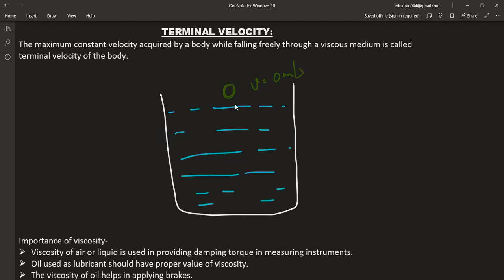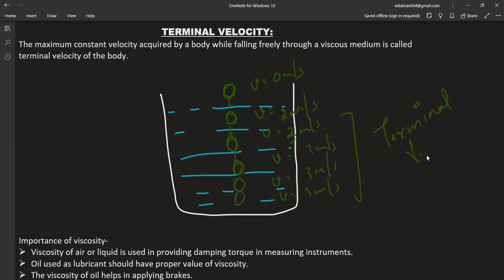it is at rest. As I've thrown, the velocity increases to 2 meter per second, then increases to 3 meter per second. Then I'm noticing the velocity is 3 meter per second. Again, it's falling with 3 meter per second. So this is the terminal velocity that has been achieved.